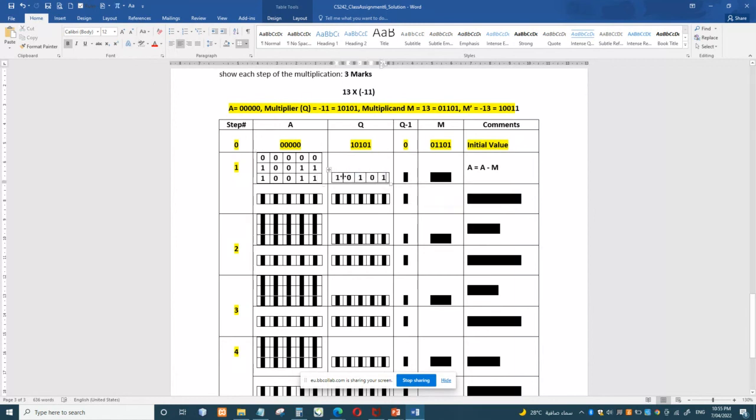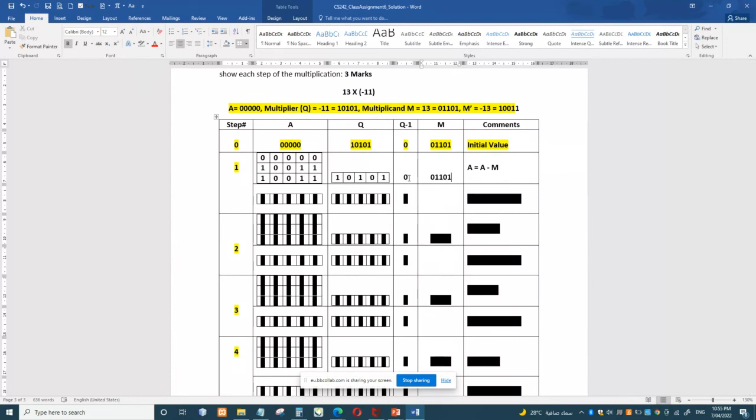So far our Q will remain as it is, our Q minus 1 will remain as it is, and definitely our M will remain as it is in each iteration. So M is not going to be changed, but Q and A are going to be changed, and Q minus 1 will be changed. You can see that A has been changed already from 0 0 0 0 0 to 1 0 0 1 1. In that iteration, we will not change anything in Q and Q minus 1. Are you understanding?